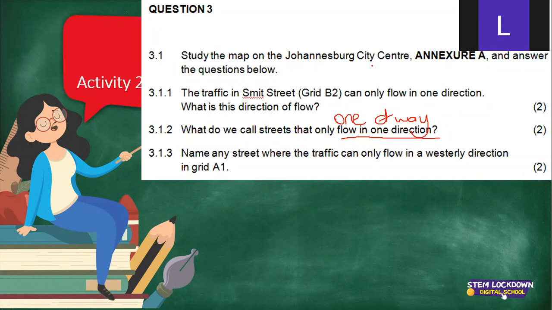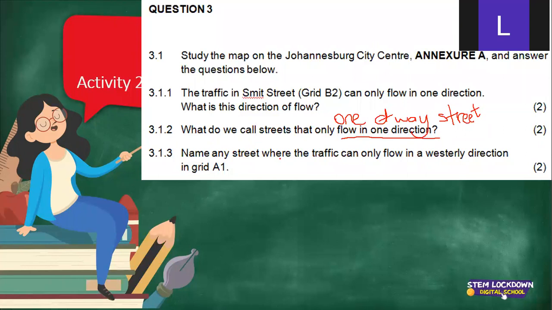Okay, my class is very, very smart. So it's a one-way street. Very, very good. Okay, now let us move on. Next question, question 3.